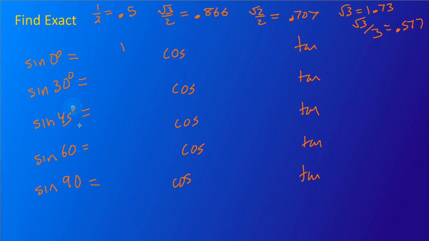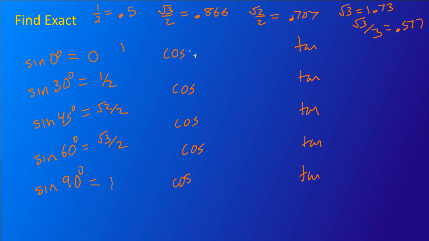So if I put degrees symbols right here, I mean these are all in degrees, and the sine of 0 is going to be 0. The sine of 30 is going to be a half. The sine of 45 is root 2 over 2. The sine of 60 is root 3 over 2. And the sine of 90 is 1. So you need to be able to, if I give you any of these in degree or radian mode, give them to me.